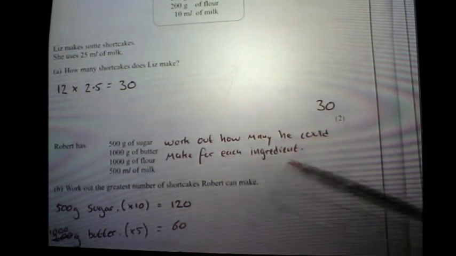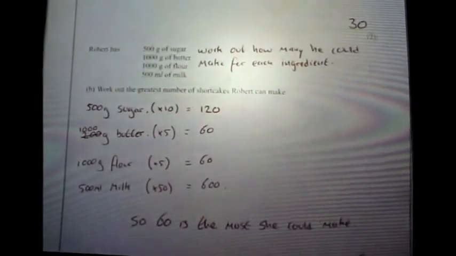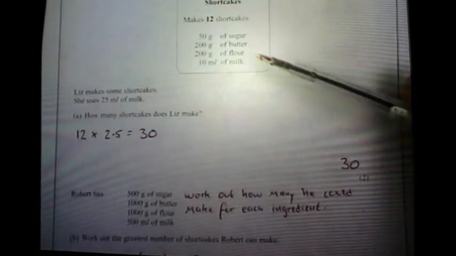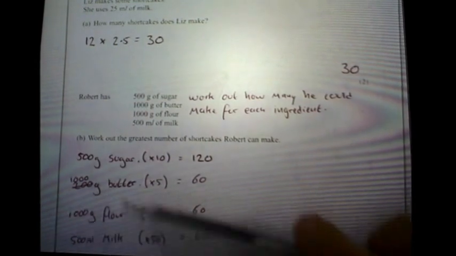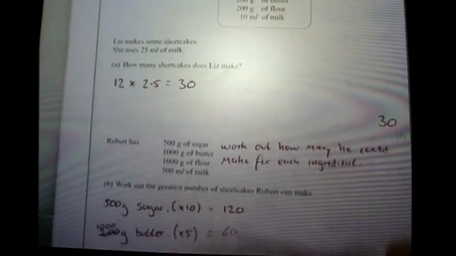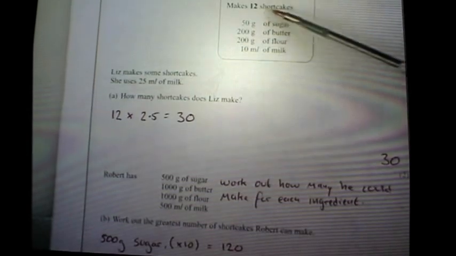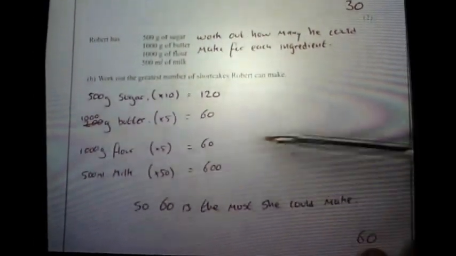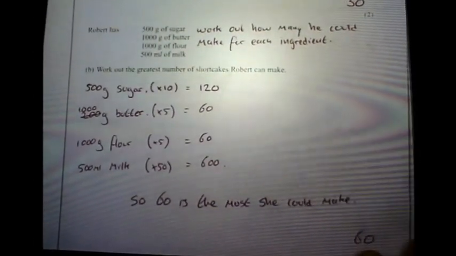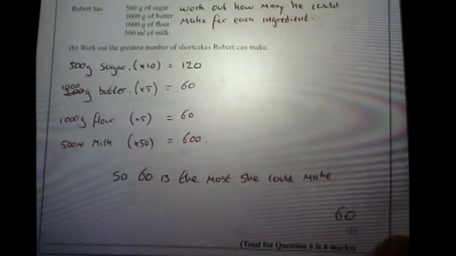Robert's got this much stuff. Work out how many he can make. Work out how much he can make for each ingredient using this bit of data above. So for example, he's got 500 grams of sugar, so that's 10 times more than he's got here, so we can make 120 with the sugar. The butter, he's got 1,000 grams, so that's 5 times as much, so he can make 60. And do that for all of them, and whichever one is the least one, that's the most he can make. So the most he can make is only 60.